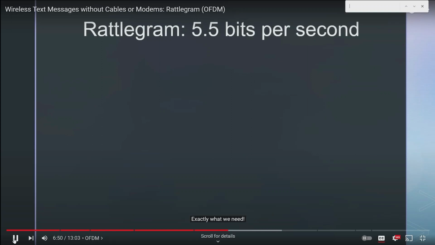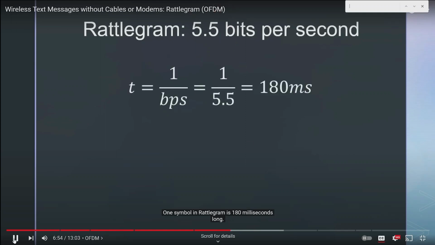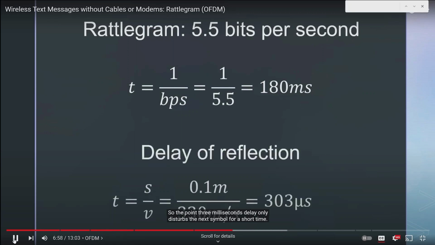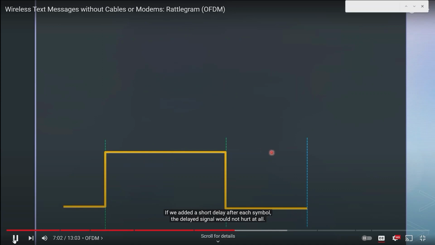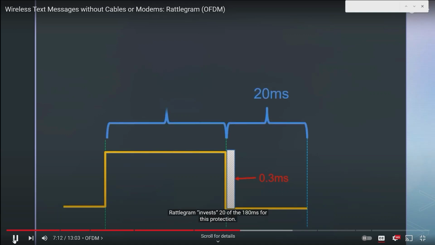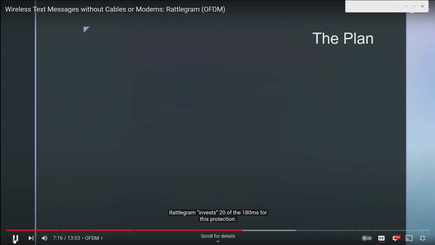Exactly what we need. One symbol in Rattlegram is 180 milliseconds long. So the 0.3 milliseconds delay only disturbs the next symbol for a short time. If we added a short delay after each symbol, the delayed signal would not hurt at all. Very clever. Rattlegram invests 20 of the 180 milliseconds for this protection. That is what I call a plan.